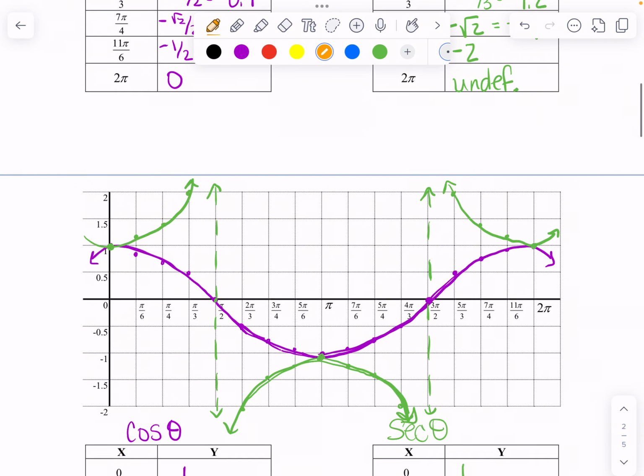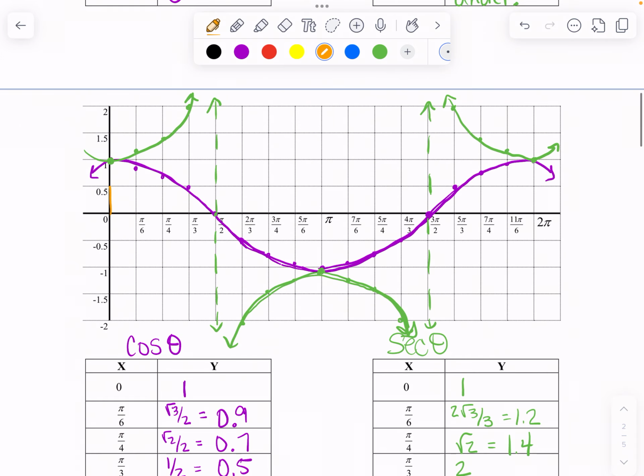Okay, when we look at the next graph, the biggest value of my cosine graph is 1, and the smallest value is negative 1. So my amplitude for cosine is 1, but when I look at my green secant graph, he doesn't have a max value, and he doesn't have a minimum value because it goes on forever to positive infinity and to negative infinity. So secant doesn't have an amplitude either.